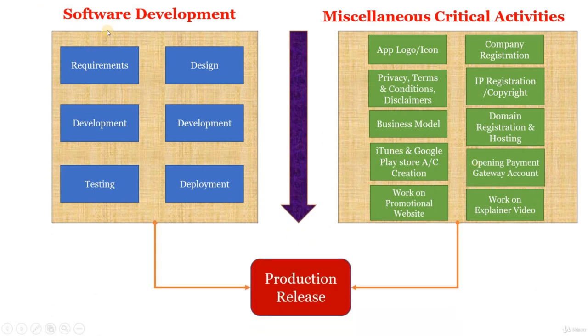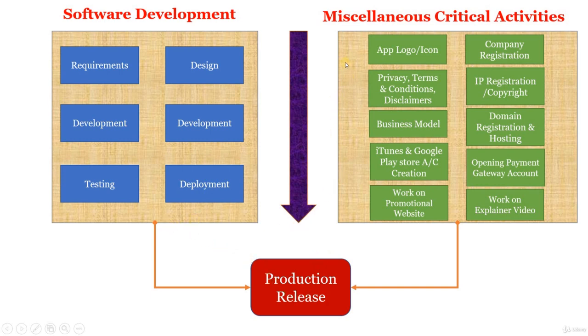On the left side, you will find all the software development activities like requirements, design, development, testing, and deployment. These are the things which are part of the software development process. And there are other activities, like miscellaneous critical activities. These are very much critical in order to go to production.